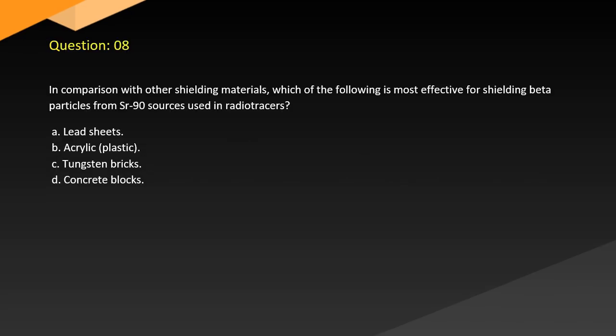Question 8. In comparison with other shielding materials, which of the following is most effective for shielding beta particles from Sr-90 sources used in radiotracers? A. Lead sheets. B. Acrylic, plastic. C. Tungsten bricks. D. Concrete blocks.